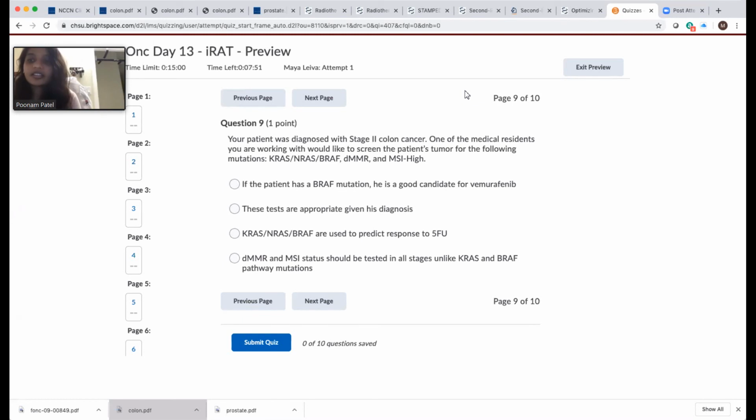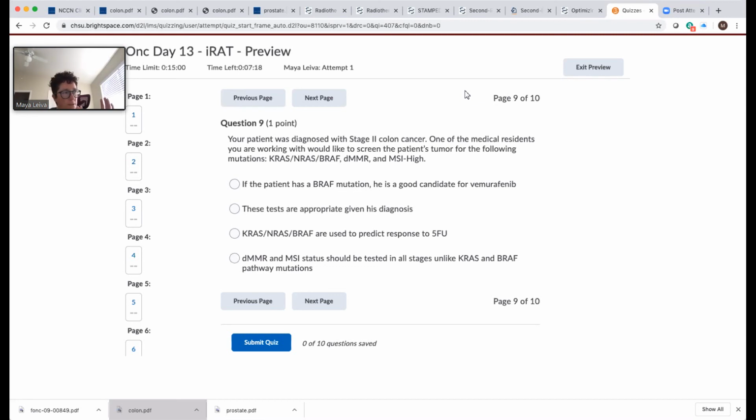dMMR and MSI? Exactly. So the BRAF, KRAS, NRAS class of mutations, to see if they're wild type or mutated, we only worry about that for patients who are stage 4. Because we're not going to use Erbitux or Vectibix or any of these other EGFR-directed therapies, or even potentially bevacizumab and some of the other drugs in the non-metastatic setting.